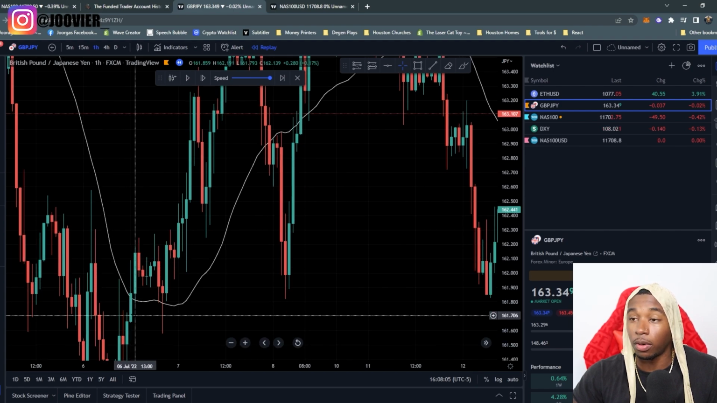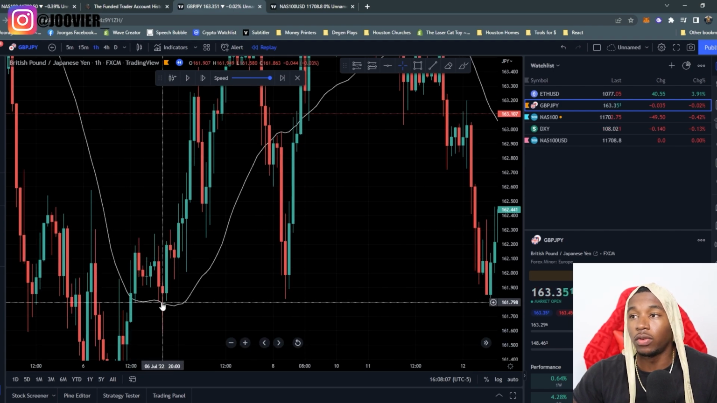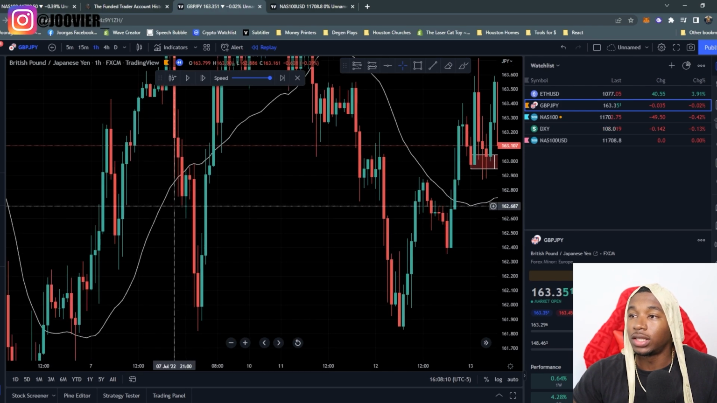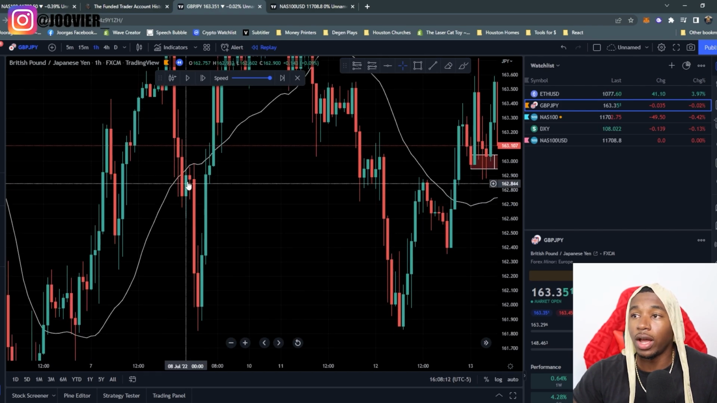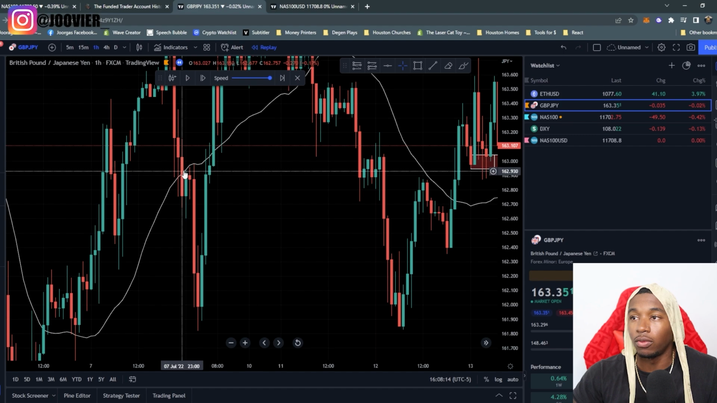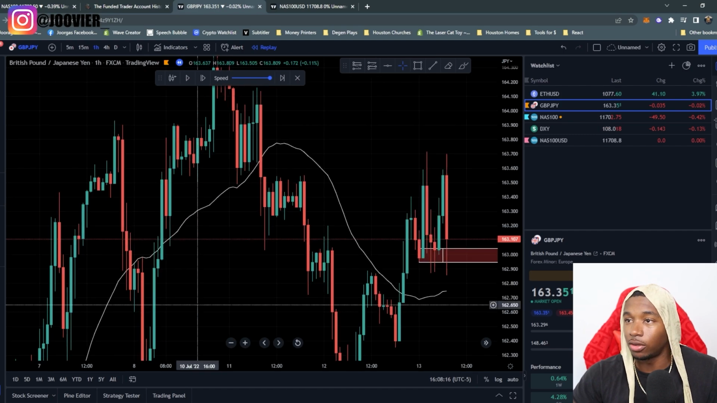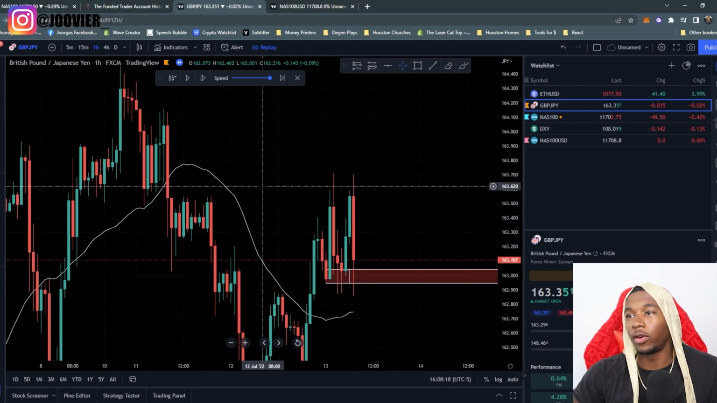It happens all the time. Literally right here, it broke above the moving average. It came down, retested the moving average, and it went all the way back up. Same thing down here. It came and broke through the moving average. Then this green candlestick came up and retested the moving average. Then it dropped back down. So a lot of people do trade off of moving averages like that.